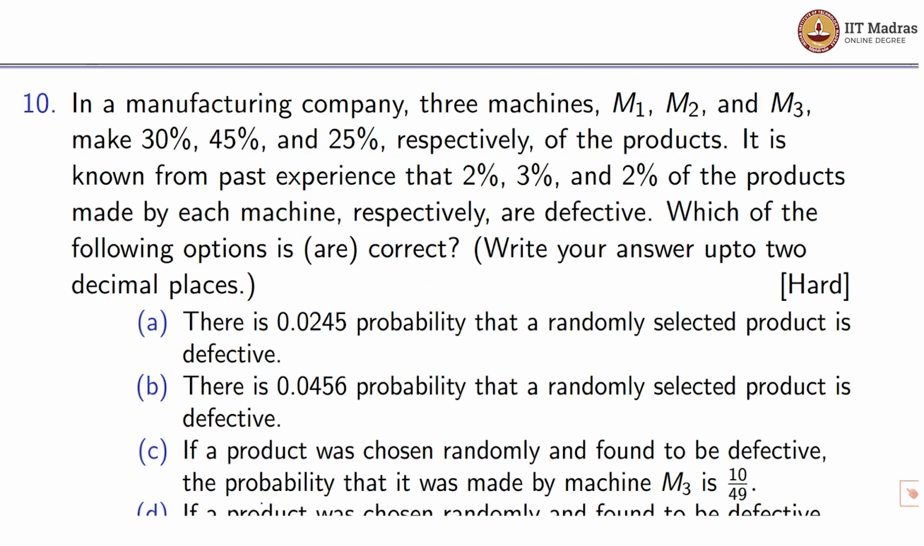Next, question number 10. In a manufacturing company, there are three machines M1, M2 and M3 make 30%, 45% and 25% of the products. It is known from the past experience that 2%, 3% and 2% of the product made by each machine respectively are defective. So we have to choose the correct options. In option A and B, it is saying that there is a 0.0245 probability that a random selected product is defective, or there is a probability of 0.0456 that the randomly selected product is defective.